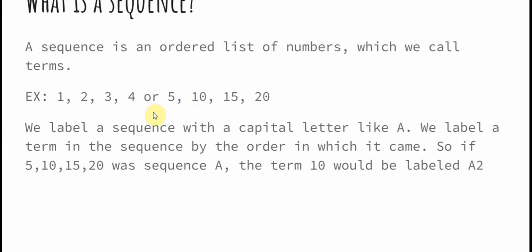Now, we can identify a specific term within the sequence, such as 3 or 10, by the order in which it came. So, if I wanted to identify, say, 3 in this series, I would call this, for now, sequence A, and this would be term 3, because this is the third term in the sequence. Now, this would be term 3 as well, because although the number is 15, it's the third term in the sequence. So we would call this whole thing A, and we would call this particular term 3. So it's A3 to identify this number.